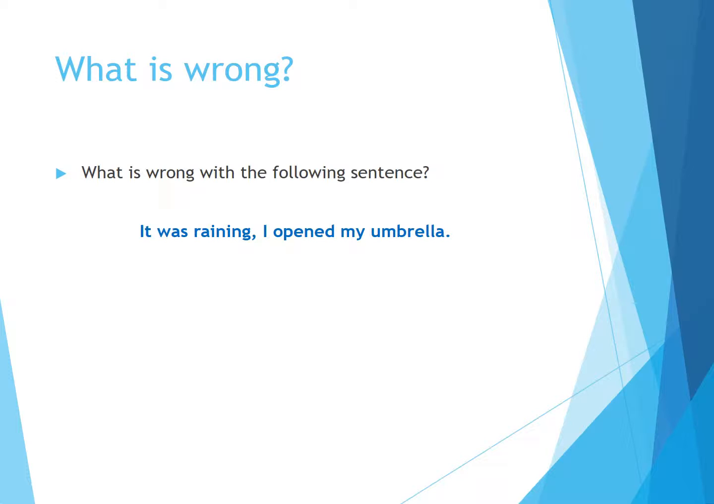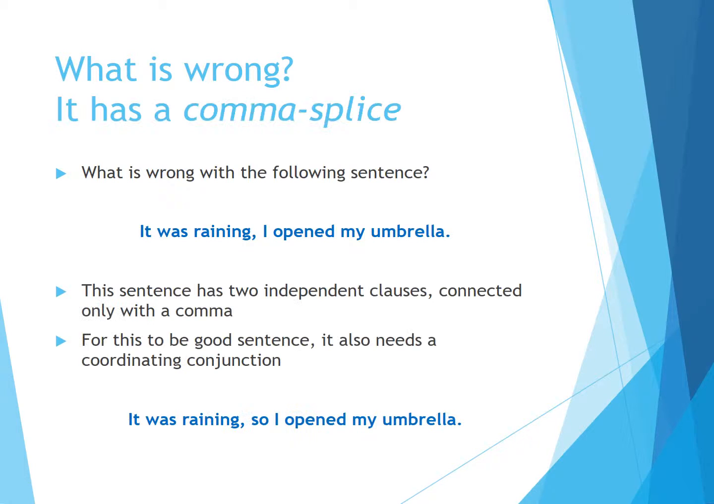What is wrong with this sentence? It was raining, I opened my umbrella. The sentence has 2 independent clauses connected only with a comma. For this to be a good sentence, it also needs a coordinating conjunction. In this case, the coordinating conjunction so works best. It was raining, so I opened my umbrella.